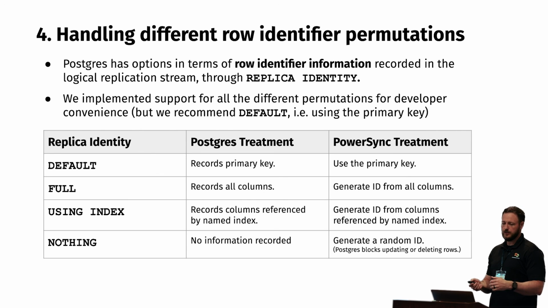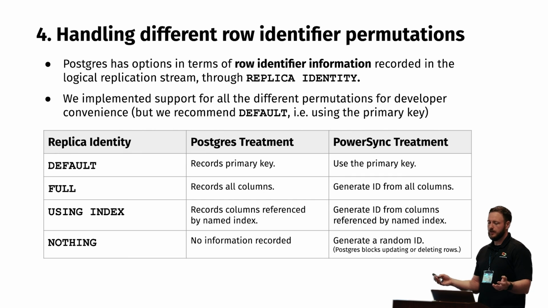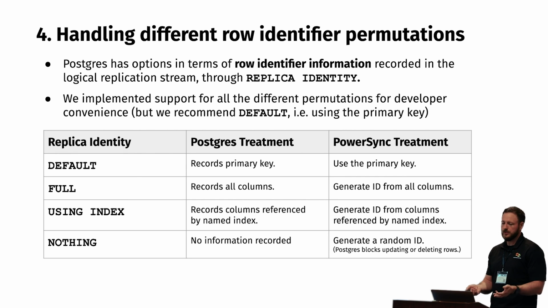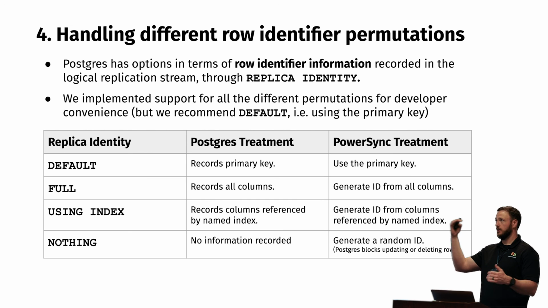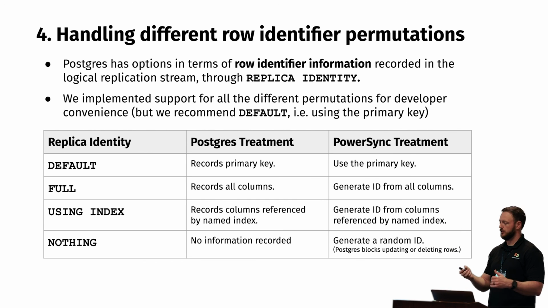But then there's also other settings like full and using index. Full can be used if your table doesn't have any primary key, for example, but you can use it regardless. And then there we basically just generate an ID from the relevant columns that are included. But there's also a setting called nothing where no information is recorded in the logical replication stream. And there we generate a random ID. If you have logical replication enabled, Postgres will block updating or deleting rows in that case. But we still need a random ID to keep track of the replicated rows, so that if the developer truncates the table, then we need to figure out which rows need to be truncated.